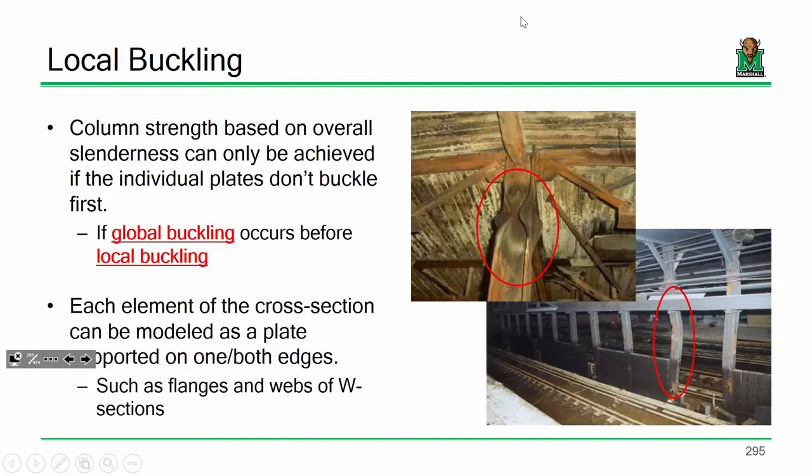I'll be honest, I have done my best to try and find a better image of this column, and for the life of me I can't find a better image of it. But this was a column that did experience that local buckling effect.